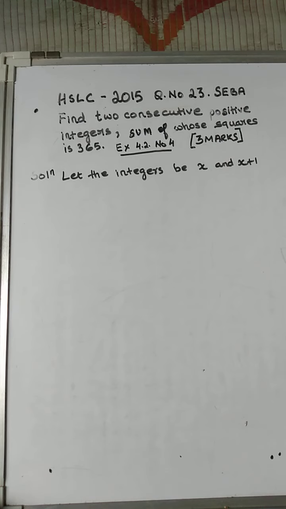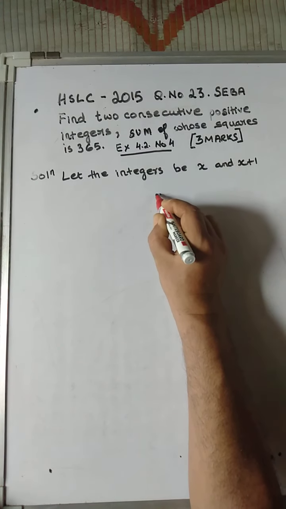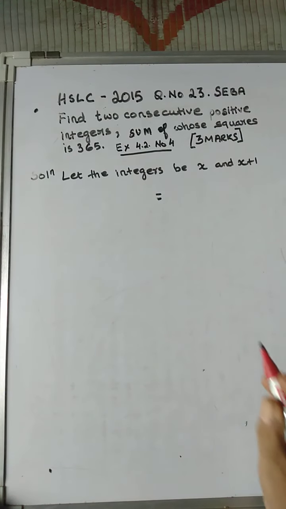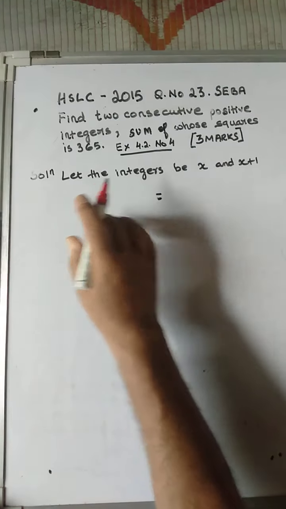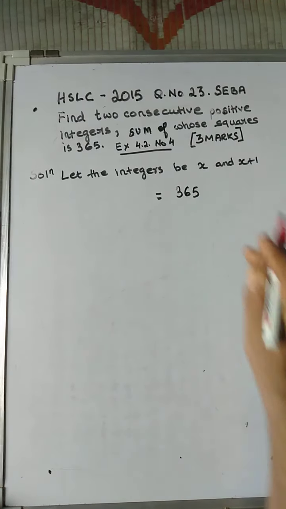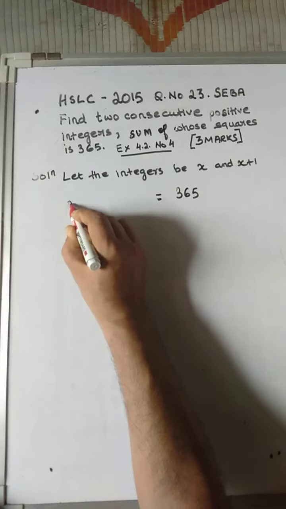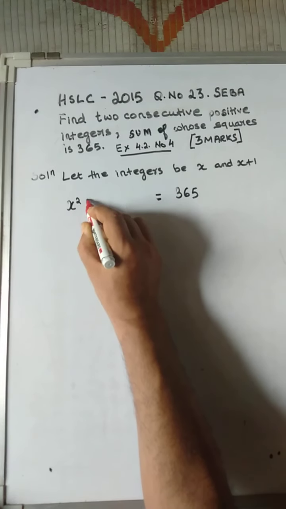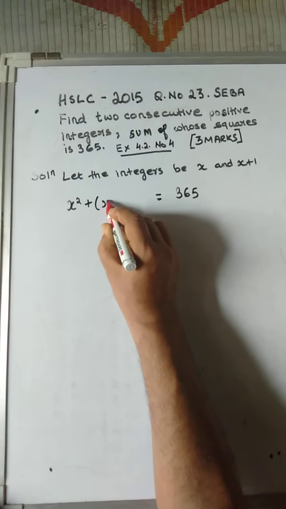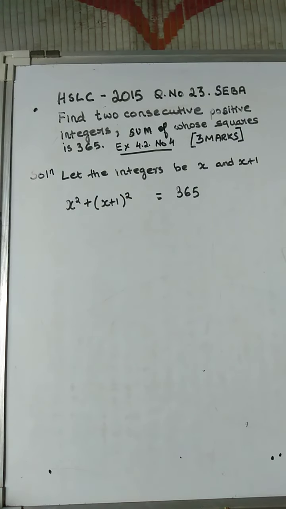So here we construct the equation. Constructing the equation, you need a statement of equality in the middle that shows that this something here is equal to 365. And they say the sum of whose squares is 365. So it means that x squared plus the other number, x plus 1 whole squared, will give you 365.